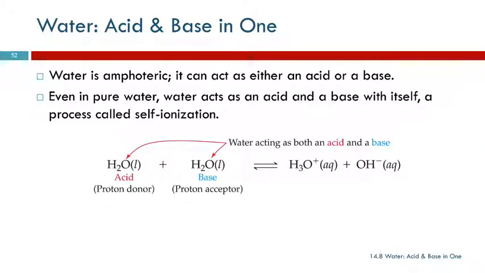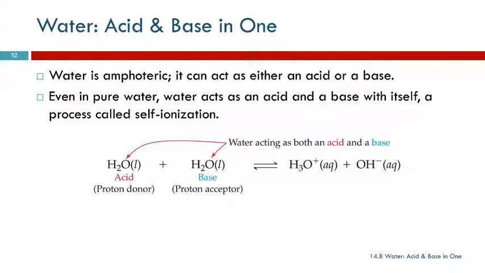Water. Water, again, odd substance. Water's amphoteric. It can act as either an acid or a base. Even in pure water, it does this a little bit with itself. So one water molecule can act as an acid and donate a hydrogen to the other water molecule acting as a base, and then you get hydronium ion and hydroxide ion.